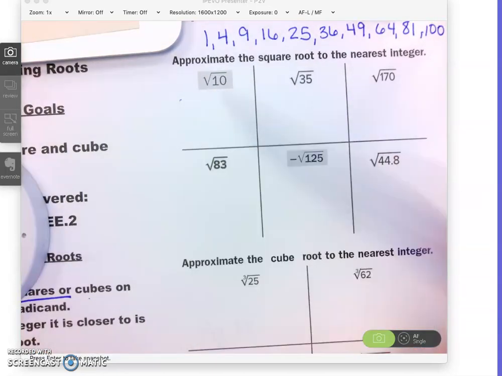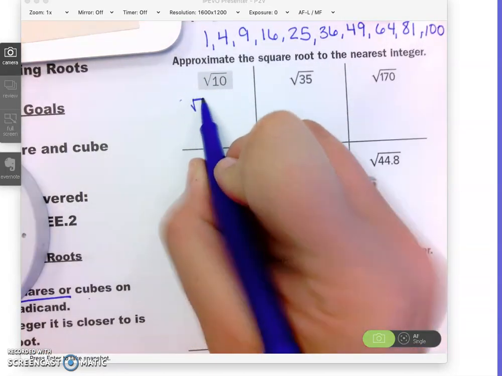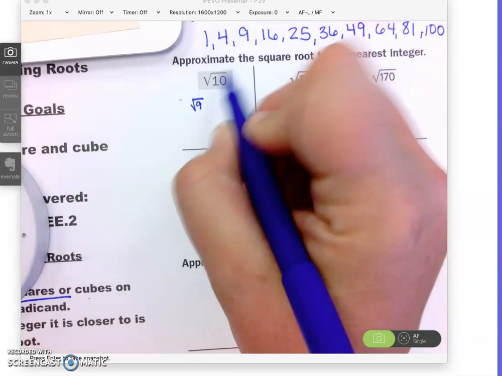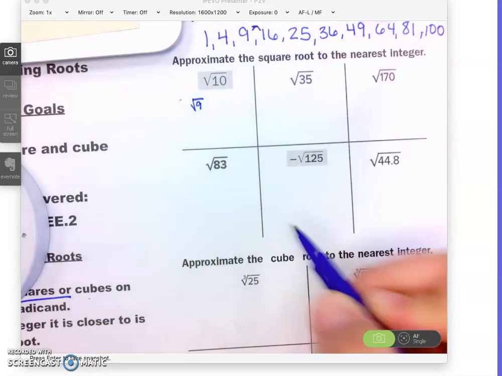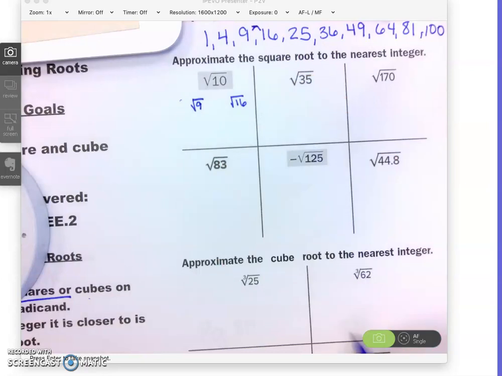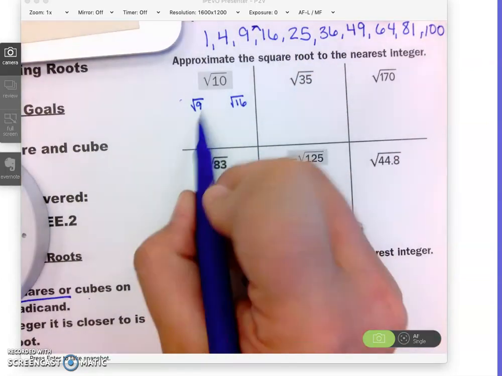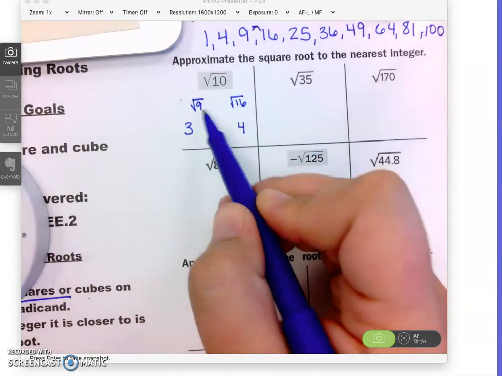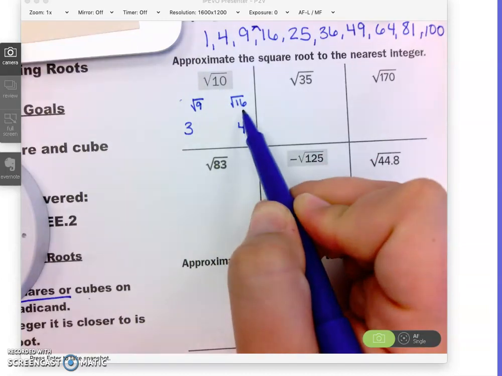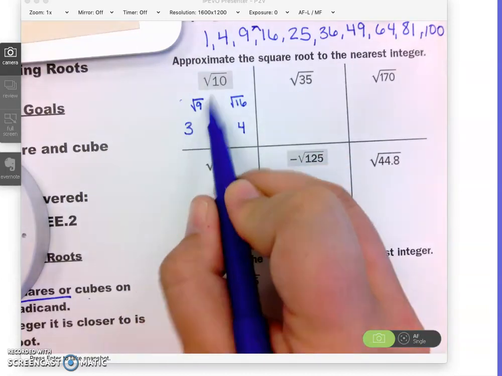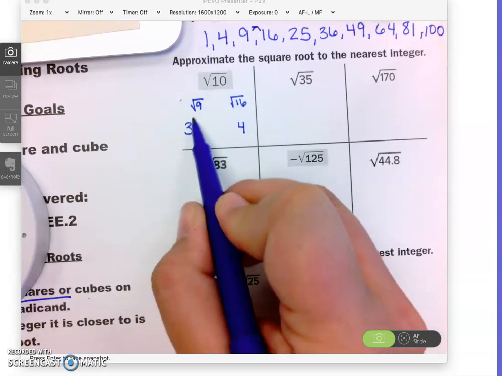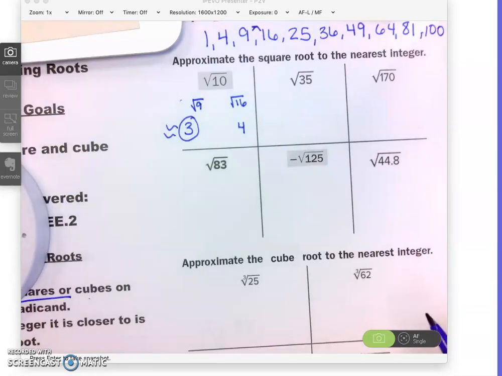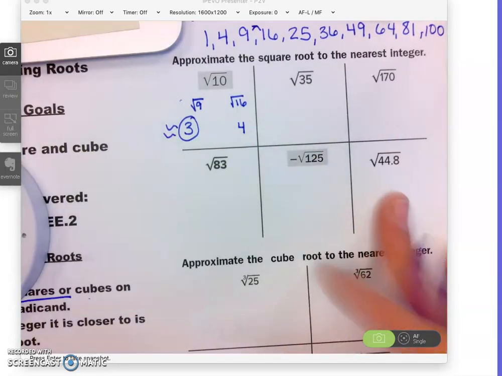Okay, so square root of 10, the square root of 9 would be the one, and 10 would go right in between these two numbers, right? And square root of 16. Now, we have to think, what is the square root of 9? It's 3. Square root of 16 is 4. Is 10 closer to 9, or is it closer to 16? Well, it's closer to 9. So the square root of 10 is got to be closer to 3. So approximately 3.